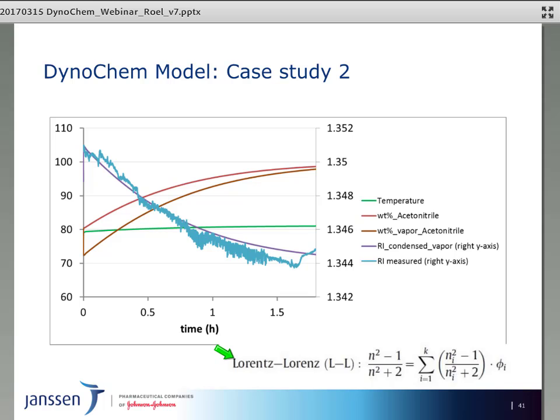In the graph, you see that the temperature is in green again. You see that the weight percent acetonitrile increases in the bulk, and that its presence in the vapor follows a similar trend. And the purple and the noisy blue lines are an overlay of the predicted and the measured refractive index trends. It's not the best experimental curve, I know, but it shows that it is feasible and that you have an additional control measure.